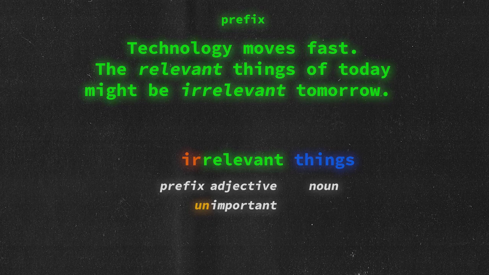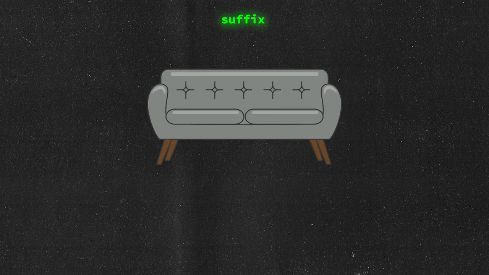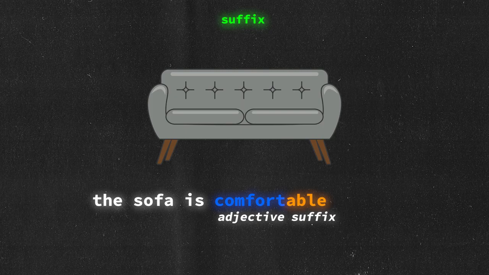Now let's look at a suffix and see what it does. Let's think of a sofa as an example. And let's start with the noun comfort. We can make this noun into an adjective by using a suffix, in this case, able. If we sit on the sofa and it feels nice, not too hard, not too soft, then we can say it is comfortable. The pronunciation is comfortable. The suffix able means that it is able to do something. In this case, the sofa is able to give us comfort, so it is comfortable.